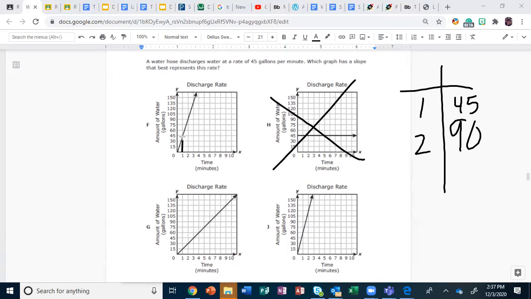So 1 is right here. If I go up right here, it's gonna be 45. If I go up on 1 right here, it's gonna be 15. So that's wrong. If I go to 1 right here, that's way too much. So that's out, and we're left with our answer.